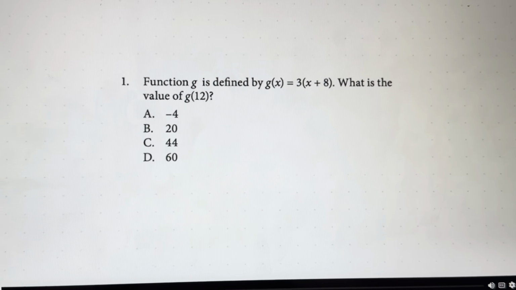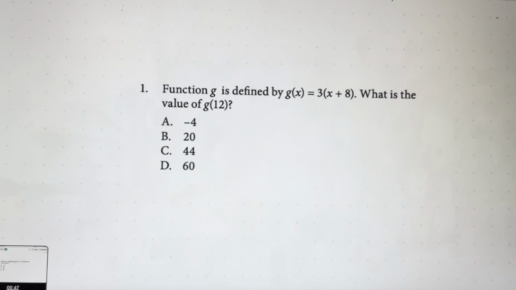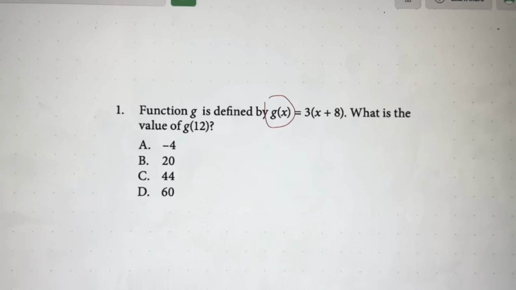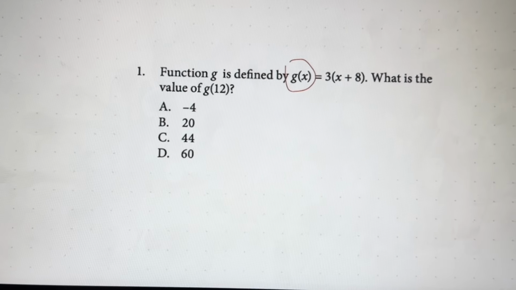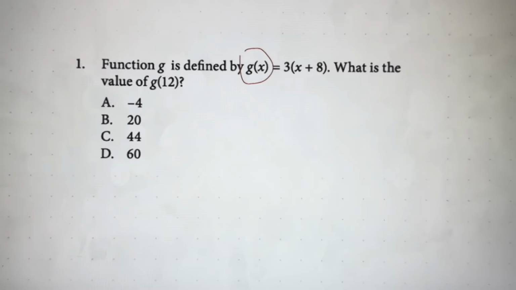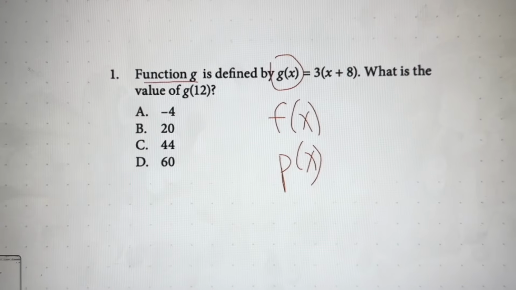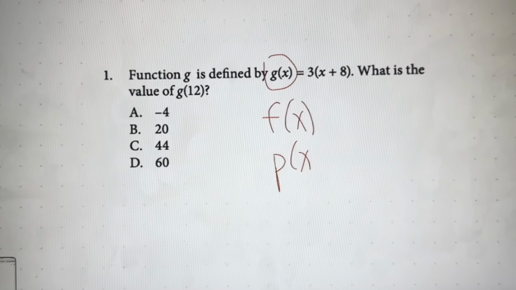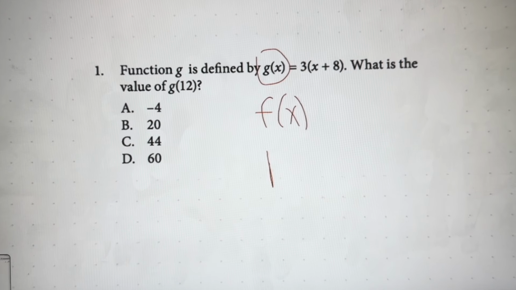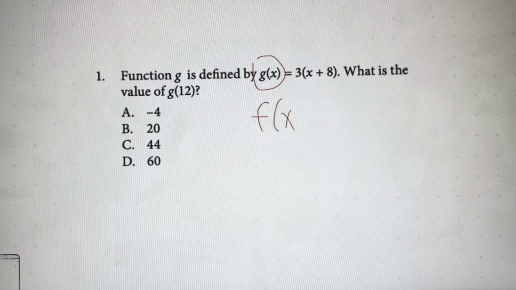It's called functions. And this is a function question here, Jackson. I want you to read it here. Question number 1. A lot of students see it and say it's g times x. That's not what it is. It's called function notation. You might see p of x or f of x. So that's read g of x is equal to 3 times parentheses x plus 8.